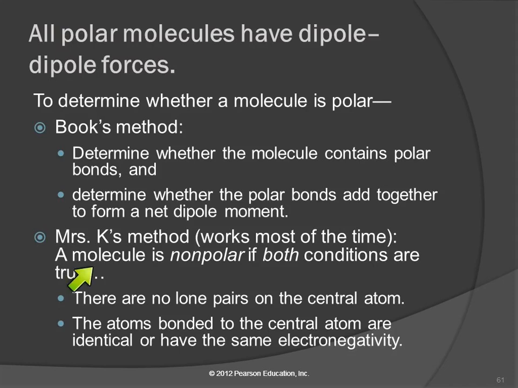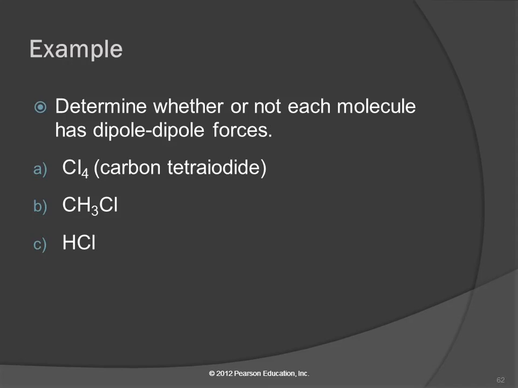I've covered this before, so we're just reviewing here. A molecule is nonpolar if both of these conditions are true: no lone pairs on the central atom, and the atoms bonded to the central atom are identical, or they have the same electronegativity. Most of the time, just identical will be good enough. So let's determine whether or not each molecule has dipole-dipole forces. This first one is CI4, not Cl4. That's why I put the name here, carbon tetraiodide.